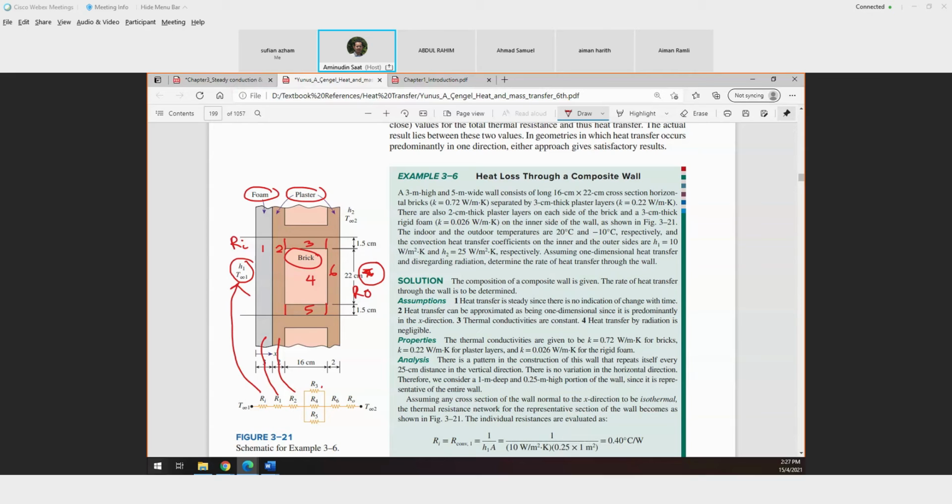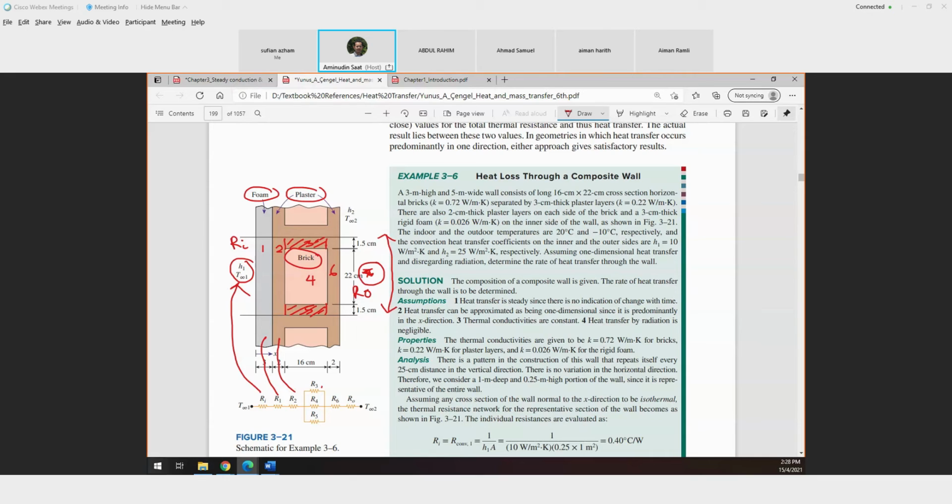Okay. This is a good example in order to understand the combination of thermal resistance from series and parallel. Resistances 1, 2, 6 and O are in series, but 3, 4 and 5 are the parallel arrangement. So they only focus on this region only.